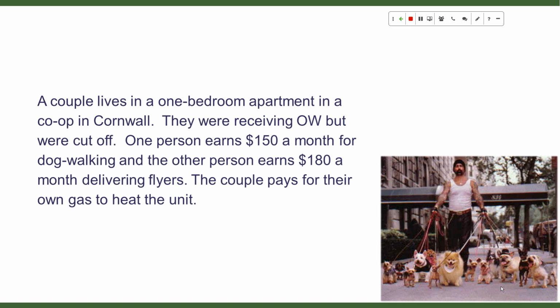Now we're going to look at another scenario where we have a couple that lives in a one-bedroom apartment. They are receiving Ontario Works, but they're cut off. One person earns $150 a month for walking a dog, and the other person has $180 a month in income for delivering flyers. And the couple have to pay for their own gas to heat the unit.